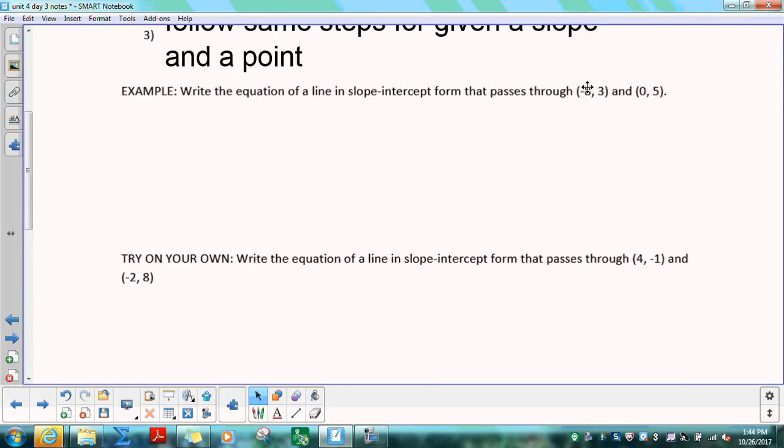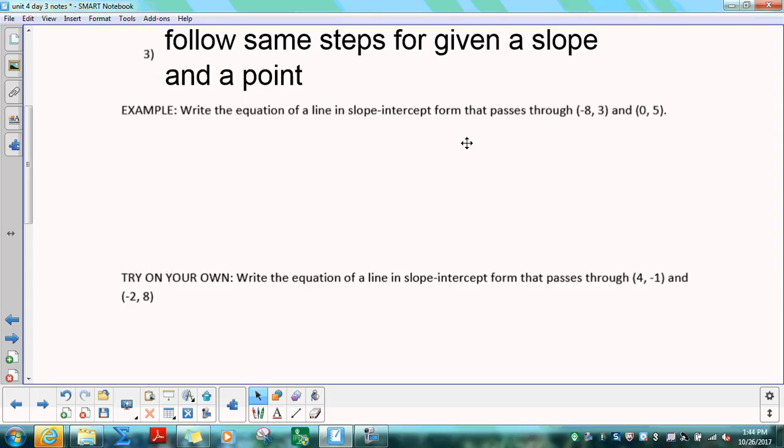So, we'll do this example. Okay, very first thing is I want to find slope, so I use the formula. I did 5 minus 3 over 0 minus -8, so I get 2 over 8, which reduces to 1/4. So that's my slope. Okay, I'm going to pick one of the points, and I'm actually going to pick the first one, -8, 3.